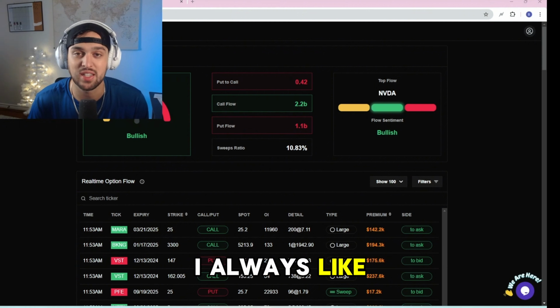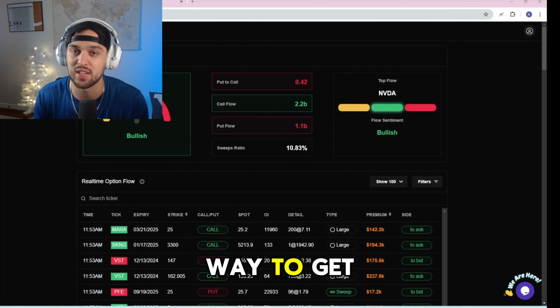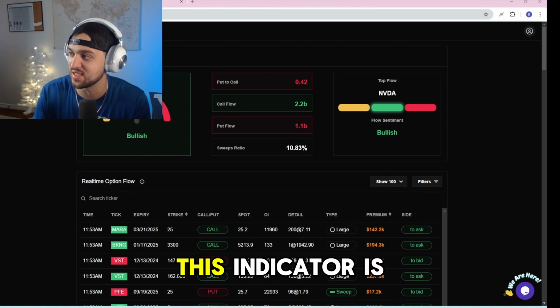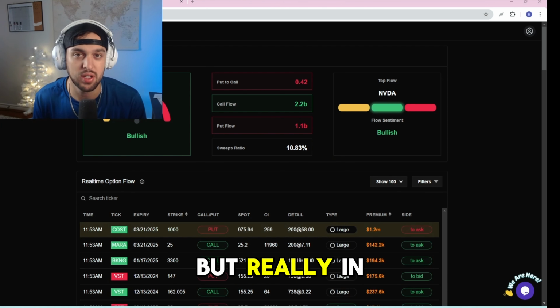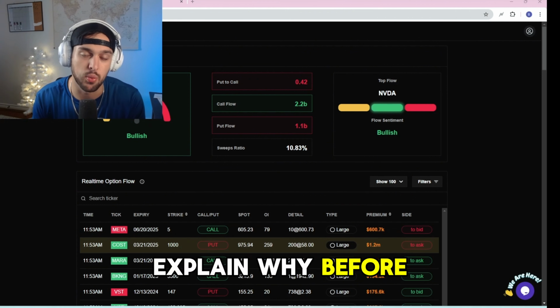The reason why I always like to preach using this tool is because for retail traders, this is our way to get an edge on the market. You might think this indicator is the way to get an edge, but really, in reality, this is the way to get that edge. And let me explain why before we get into this tutorial.